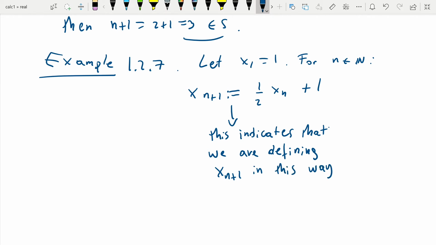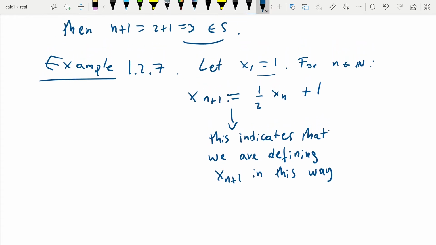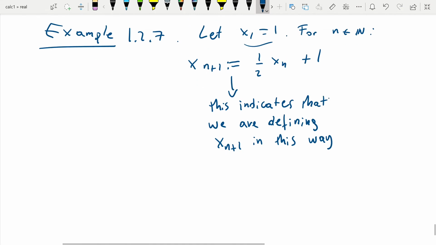Okay, so this notation here means that it's not just an equality or something that we can arrive at by making deductions from previously known statements. This is how it is because I wanted it to be this way. So x of n plus 1 is defined as 1/2 x of n plus 1. Okay, and then since we have defined x1 to be equal to 1, by induction again, proceeding the same way, we can define the value of x sub 2 and then the value of x sub 3 and etc.